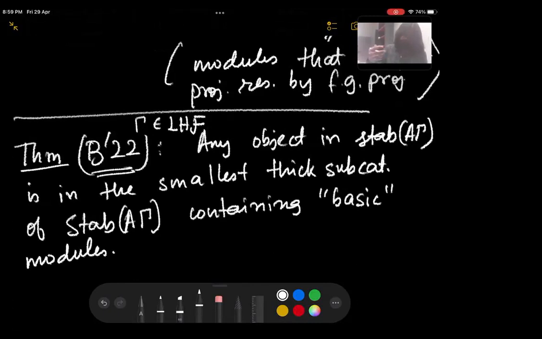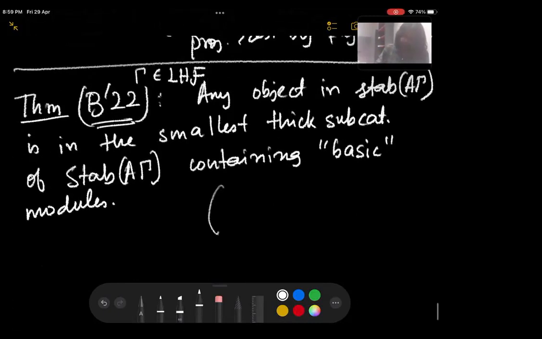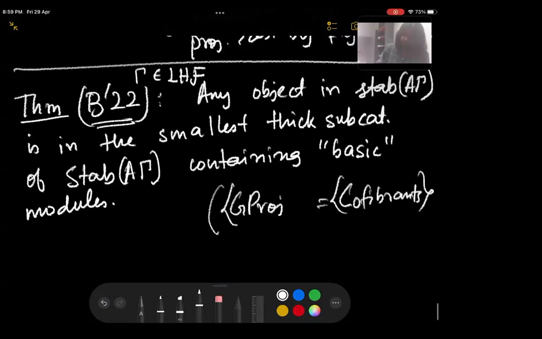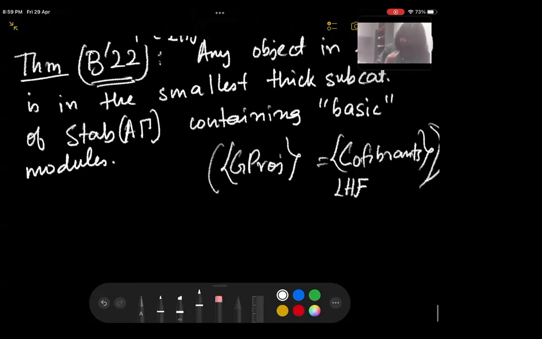I'm not going to show you how to prove this, but to prove this, we have to use that old result, that the class of Gorenstein projectives and Gorenstein projectives and cofibrants are the same over LHF groups. Tallini and Dembegioti proved it over Z, but the same proof sort of works over A, in a way. So what are basic modules?